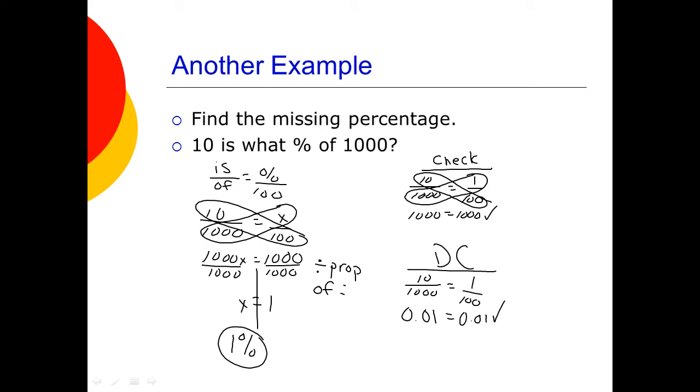Cross multiplying on both sides gives me 1,000x equal to 1,000. Using the division property of equality, I divide by 1,000 on both sides to get x equal to 1. My answer, because we're looking for a percentage, is 1%. It is important to put the percent sign at the end. The check, both ways done, is to the right.